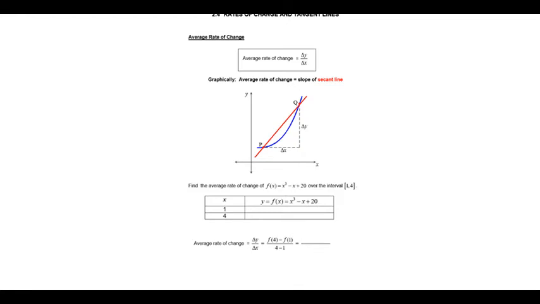Okay, so the notes for 2.4 are called rates of change and tangent lines. We're going to start by first looking at the average rate of change. The average rate of change is equal to delta y over delta x. This should look very familiar from Algebra 1 because this is the same formula for finding the slope.